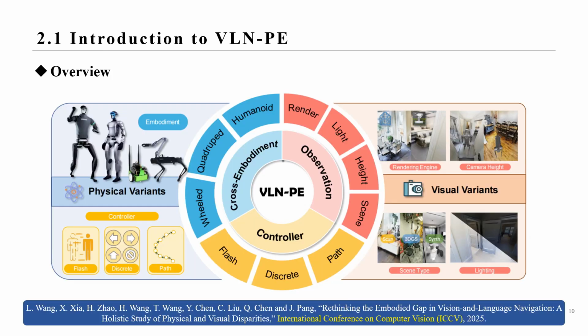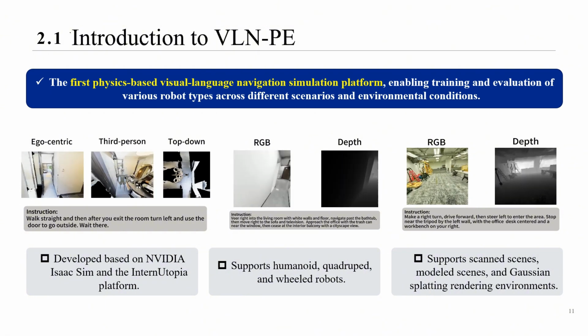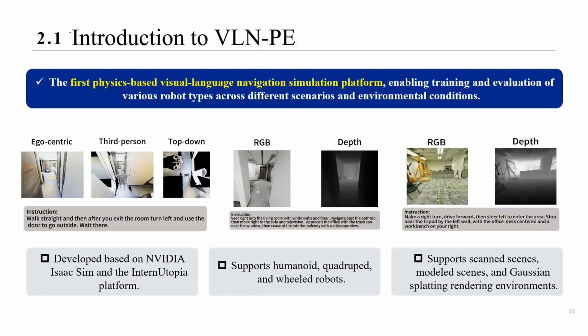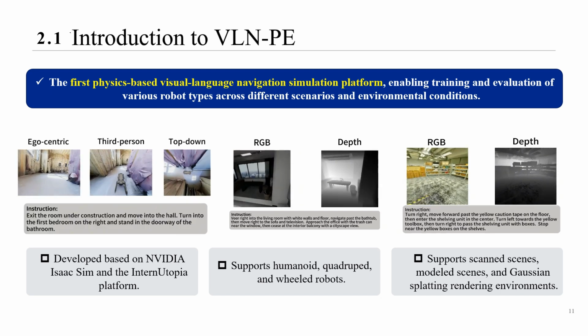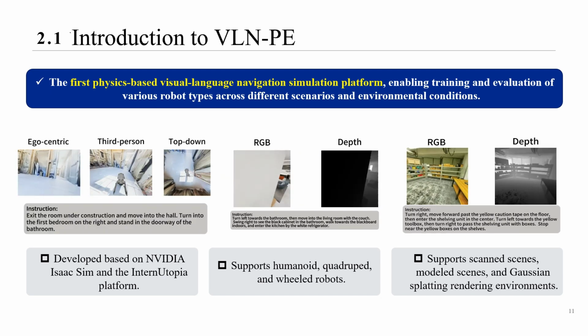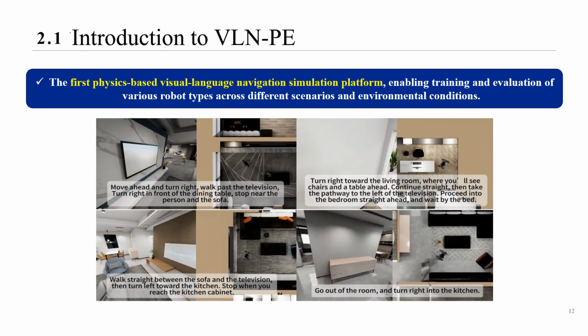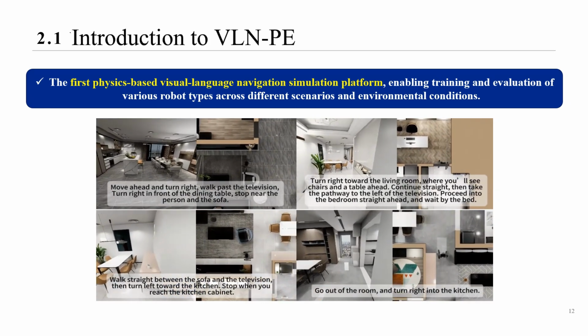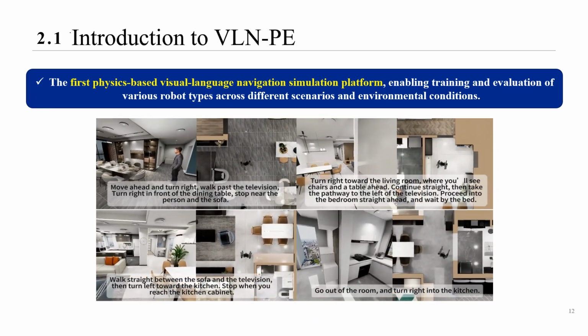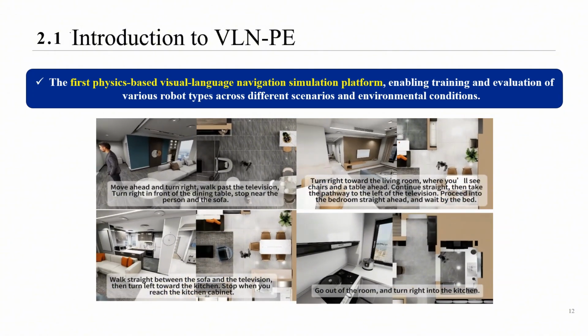To systematically study the embodied gap in VLN and investigate physical-visual discrepancies, we propose VLN-PE, offering both theoretical support and a research perspective. VLN-PE is the first physics-based VLN simulation platform developed on NVIDIA Isaac Sim and Intern Utopia. It supports humanoid, quadruped, and wheeled robots and can operate in scanned scenes, modeled scenes, and Gaussian splatting rendered environments, enabling training and evaluation across varied scenarios. The simulator can also load high-quality, realistic modeled scenes.